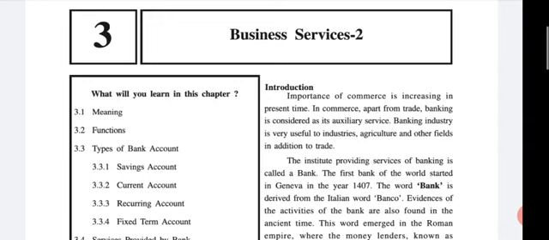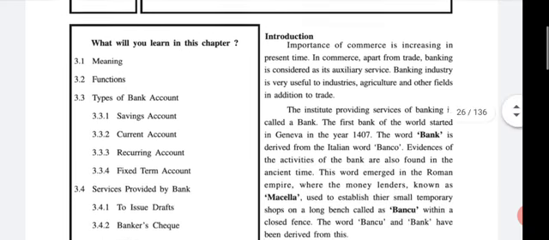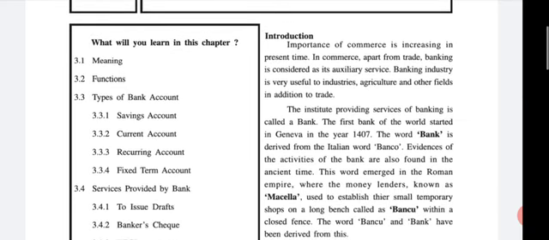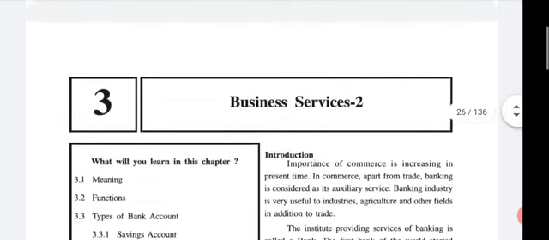business service 2. In this chapter we will learn about the banking system, how to run a bank, what the functions of a bank are, types of bank account, services provided by the bank, as well as the first bank of the world, when it started, etc. These points we cover in this chapter.